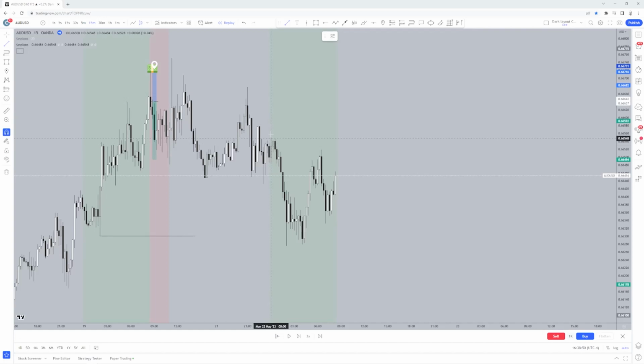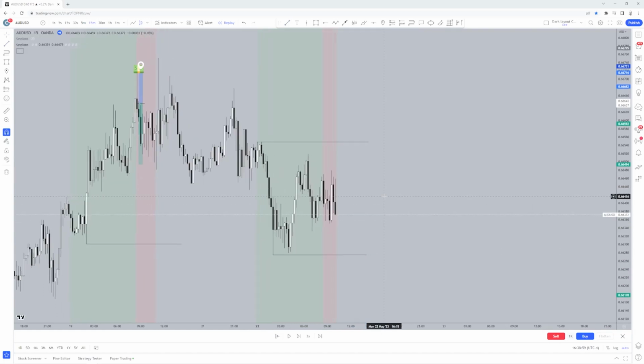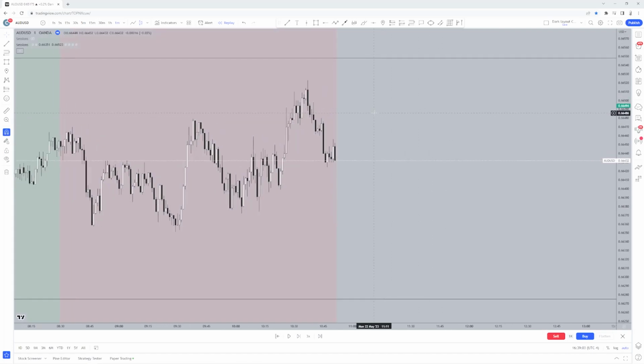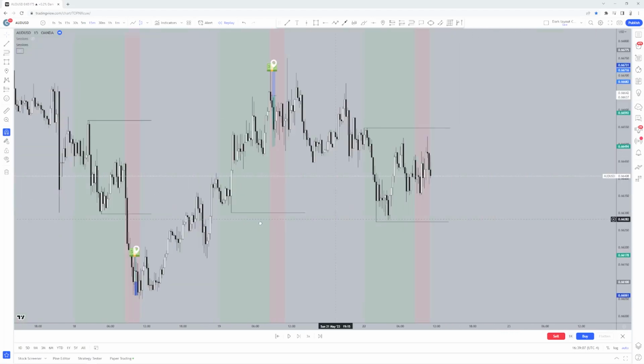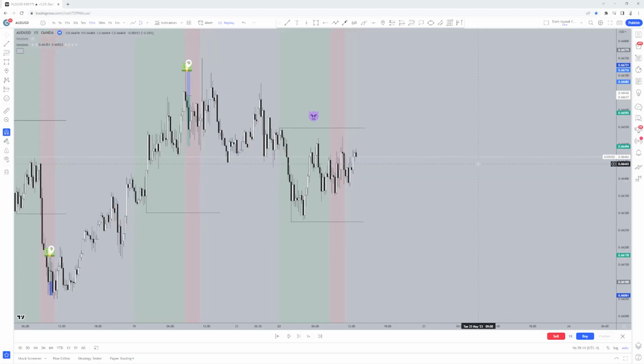Where is the highest point? The highest point is here. Where is the lowest point? The lowest point is here. You know what we do right now. We are waiting for one of these points to be broken between 8:30 and 11 a.m. New York time. And 11 a.m. is here and we don't have any breach of this level, so this is a no trade. We are moving forward to the next day right now.